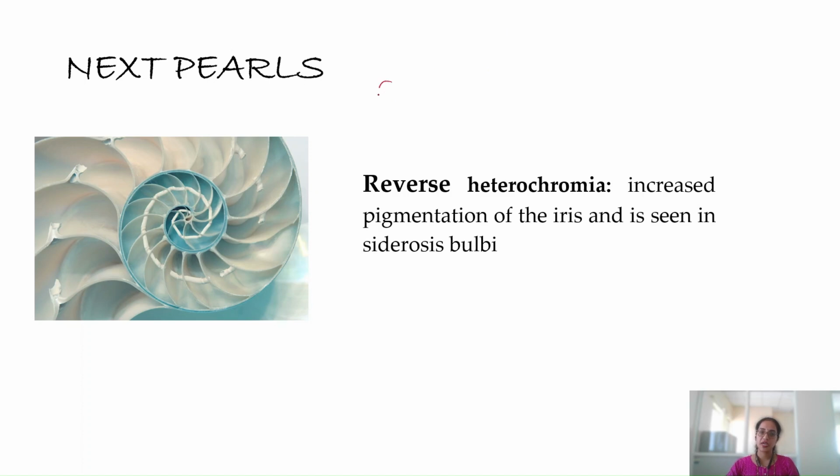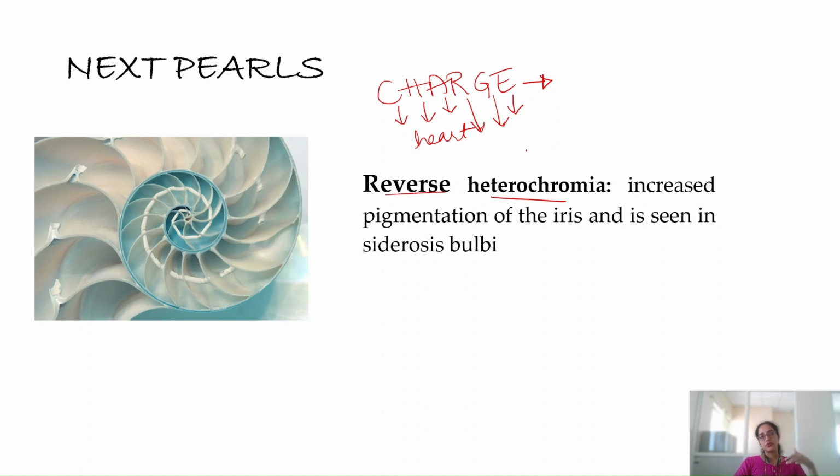Another syndrome that can be associated with congenital anomalies of uvea is CHARGE syndrome, which is usually seen with colobomas. You have to suspect this, especially when there is a coloboma that is bilateral. C stands for coloboma, H stands for heart defects, which include tetralogy of Fallot and other things. A is choanal atresia, R is renal anomalies, genital anomalies, and E is ear anomalies. So what is reverse heterochromia? Heterochromia is loss in pigment. Reverse heterochromia is increased pigmentation, and it is seen in siderosis bulbi.